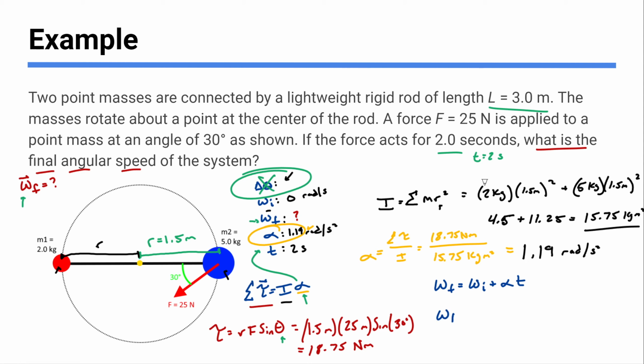So my final angular speed is going to be my initial, which was just 0, plus this 1.19 radians per second squared times the amount of time that acts for, which is 2 seconds. So I double that and I get 2.38. Let's round to 2 sig figs. And I get 2.4 radians per second.